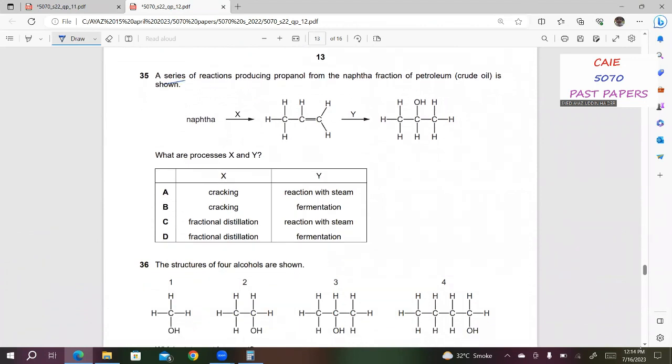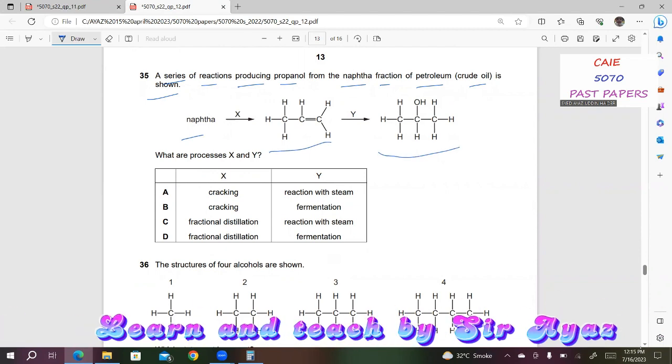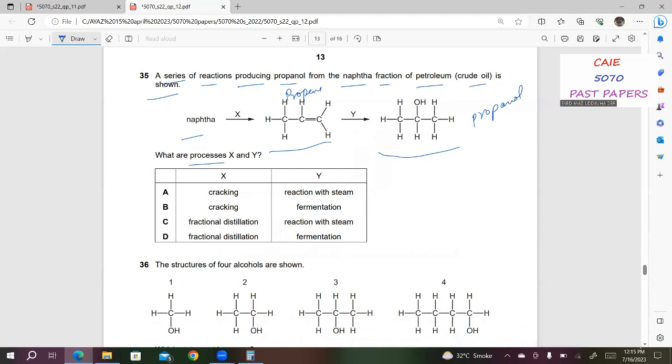35. A series of reactions producing propanol from the naphtha fraction of petroleum crude oil is shown. Naphtha, this is naphtha, and we are getting this product, and after Y, we are getting this product. The product here is propene, and the last one is propanol. What are processes X and Y?